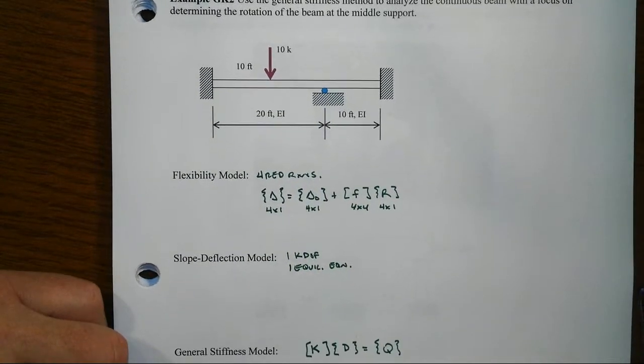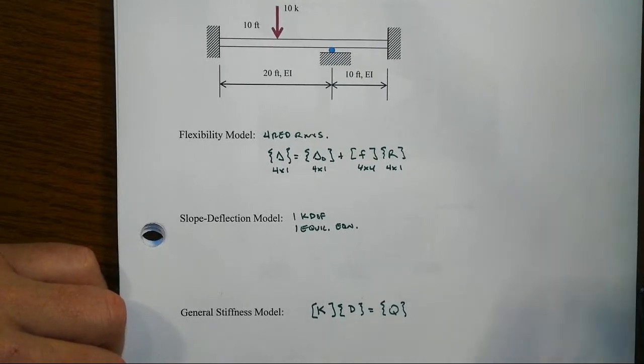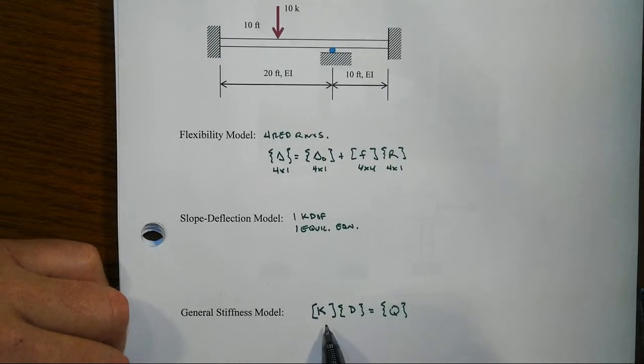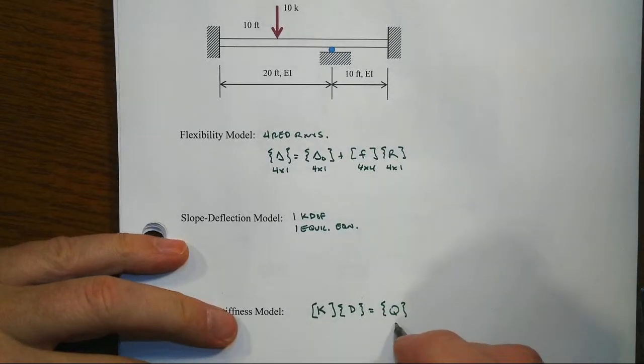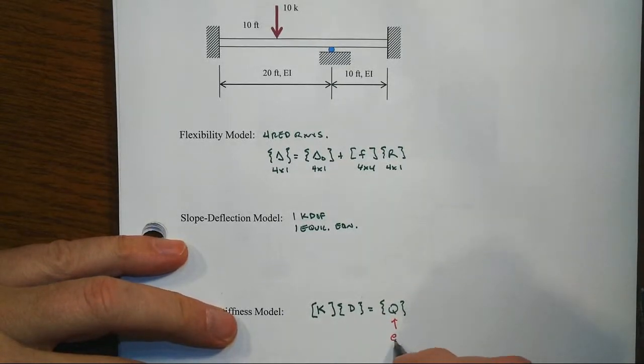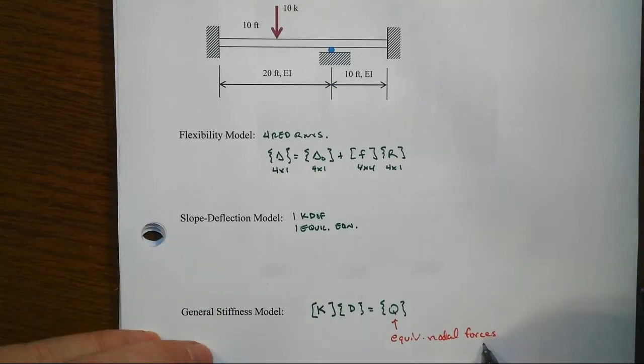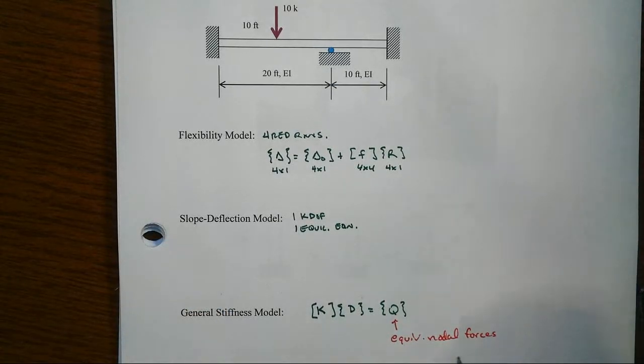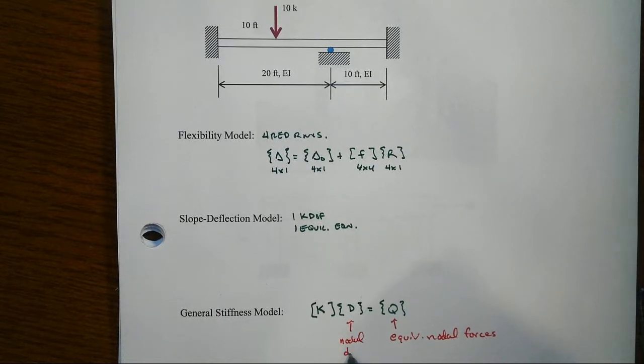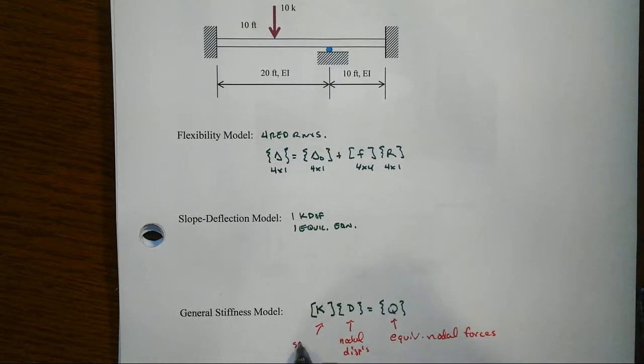In the general stiffness method, really we're doing the same thing. It's just when we eventually get into a numerical example with the general stiffness model, you'll see that how we come up with these stiffness coefficients is a little bit different. But this Q that you see here are equivalent nodal forces or force effects, moments, shear forces, axial forces. These are the unknown nodal displacements, and then again these are the stiffness coefficients.